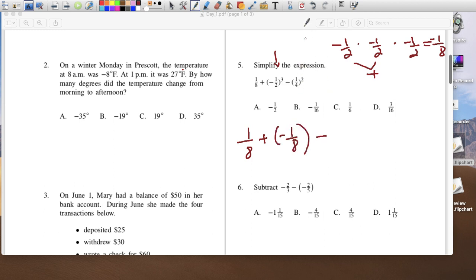Minus, and then again 1/4 to the second power. So let's just focus on the 1/4 to the second power. It's 1/4 times 1/4, and that gives us 1/16.